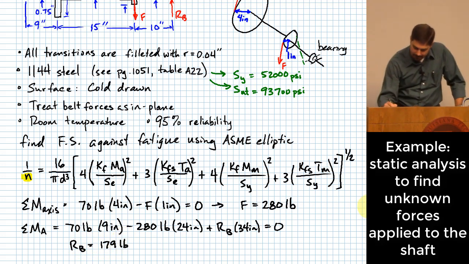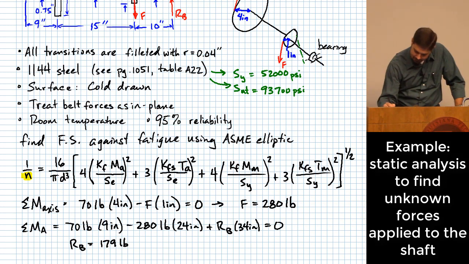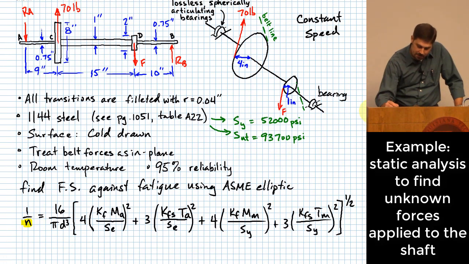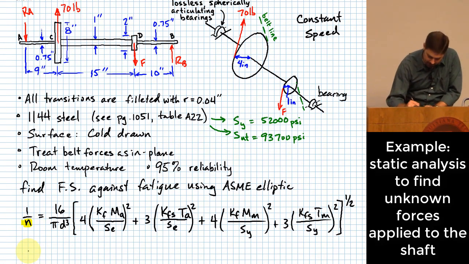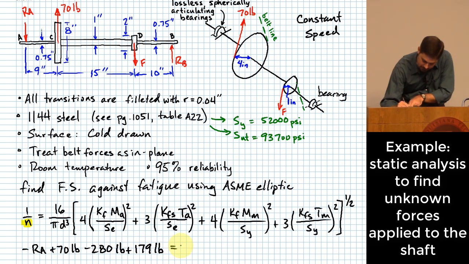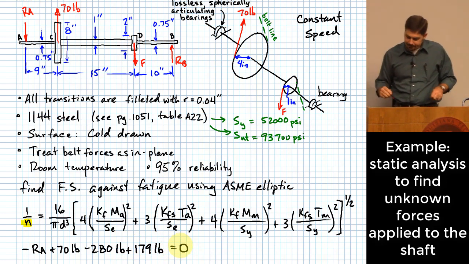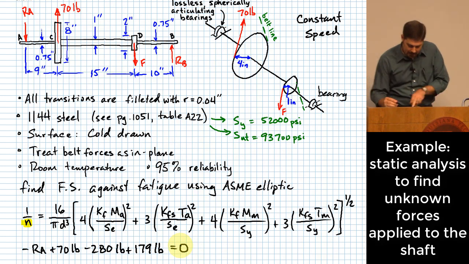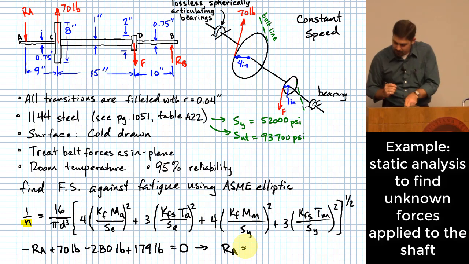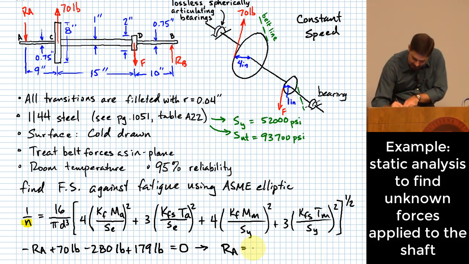Okay, then what? Yeah, so then you can sum, if you want to, you can sum forces in a vertical direction. And you have minus RA plus 70 pounds minus 280 pounds plus 179 pounds equals 0. Okay, and this allows you to find RA. All right, and RA turns out to be negative 31 pounds.